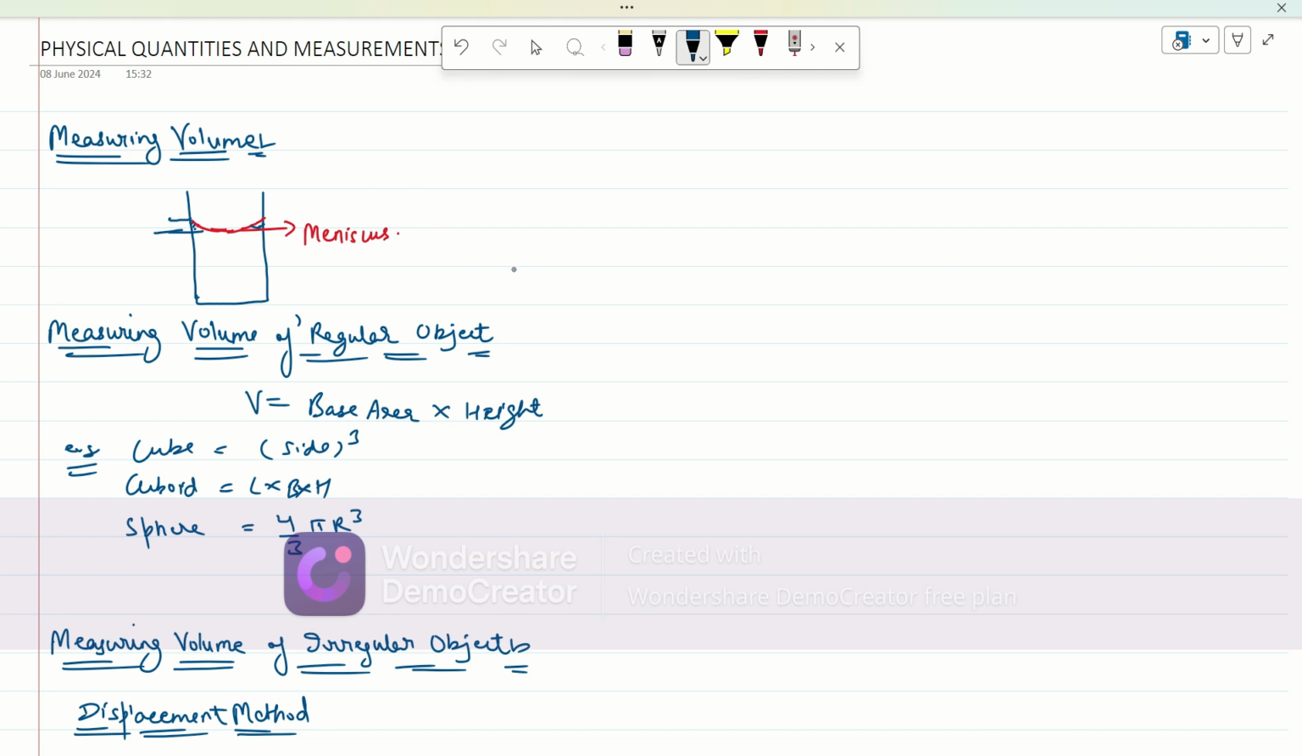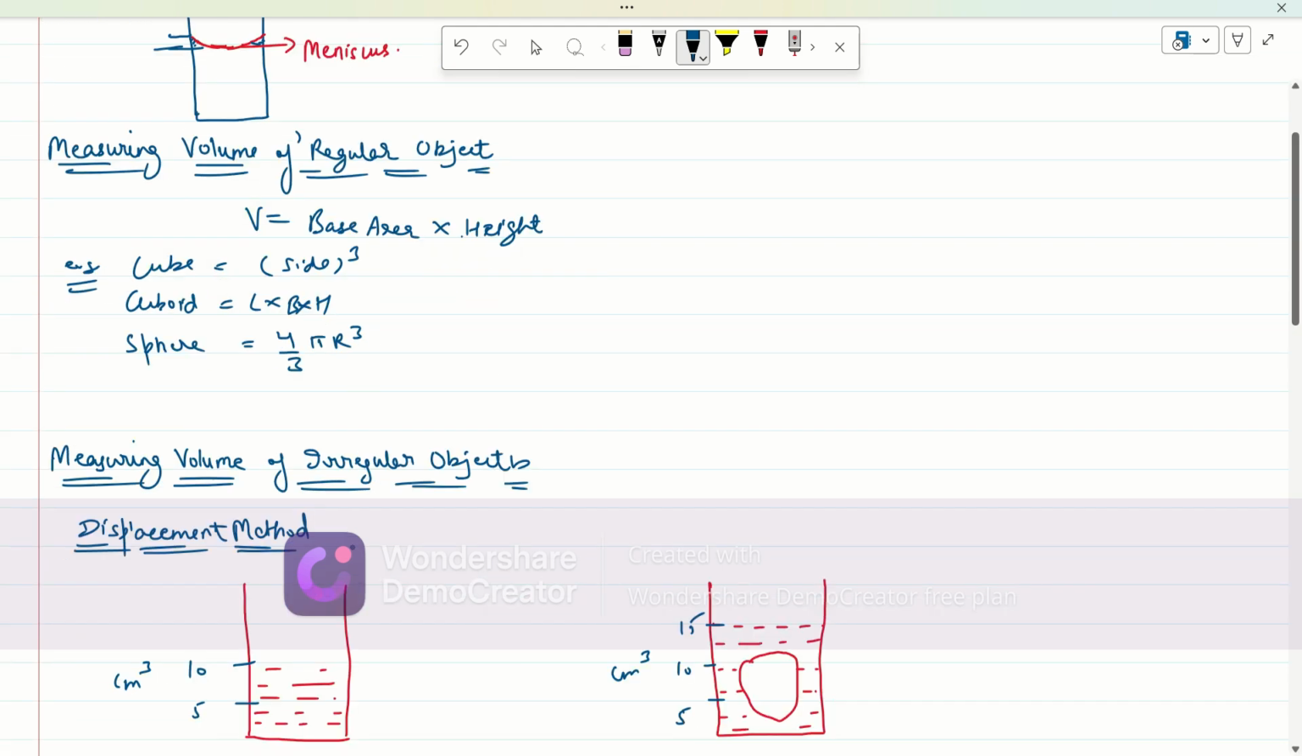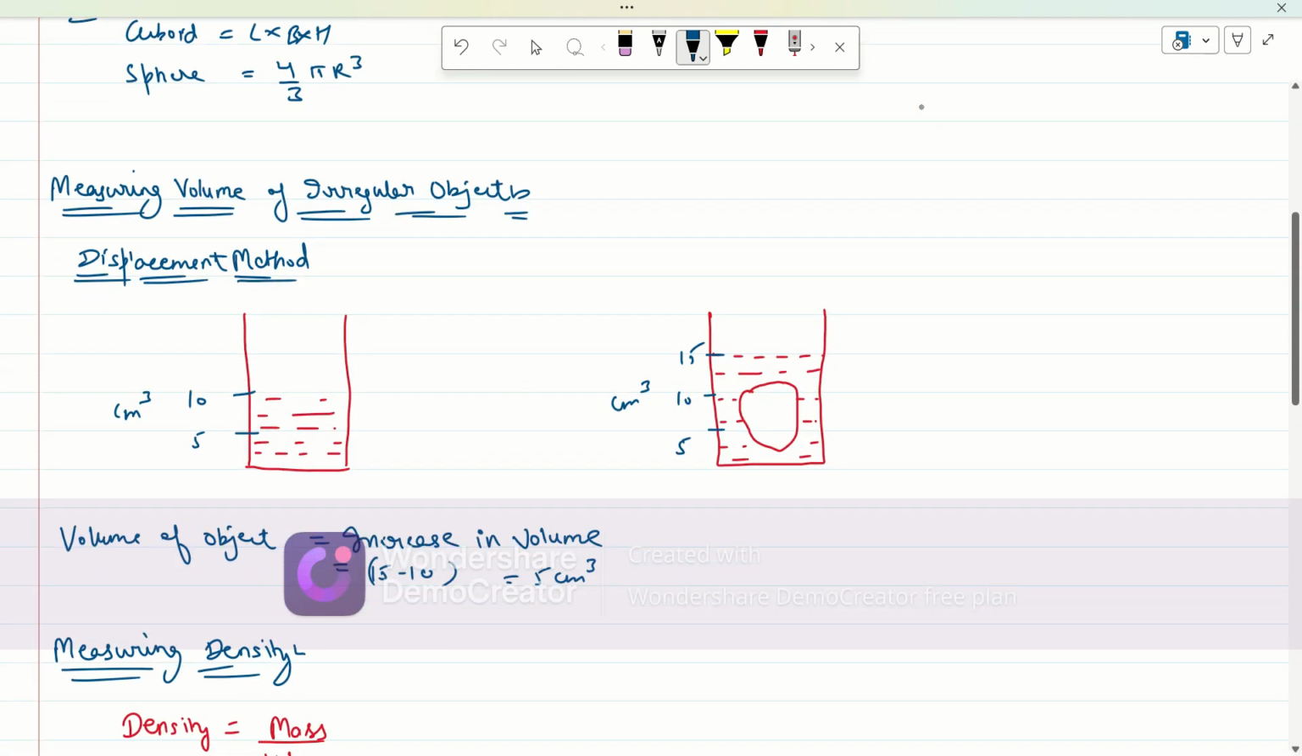Now how can you measure the volume of a regular object? If you have any regular shape, uniform object, then you can measure the volume using the formula base area into height. For example, for a cube, the volume will be side cubed. For a cuboid, it is length, breadth, height, product. For a sphere, it will be 4 by 3 pi r cubed. But if you have an irregular object, then how can you measure the volume?